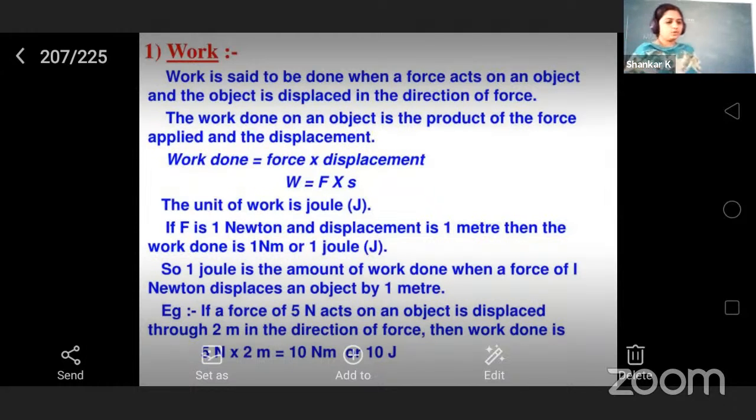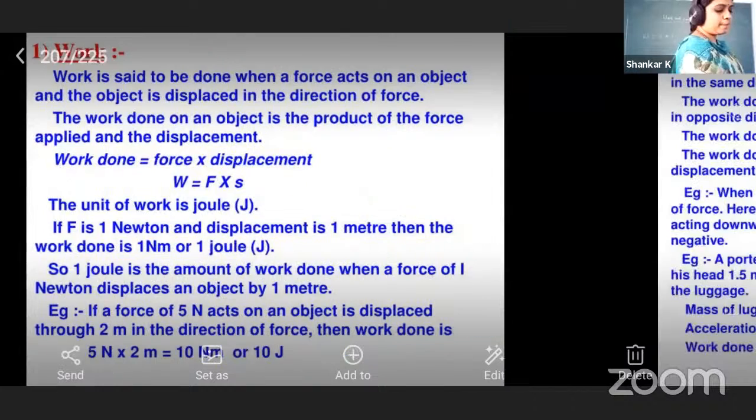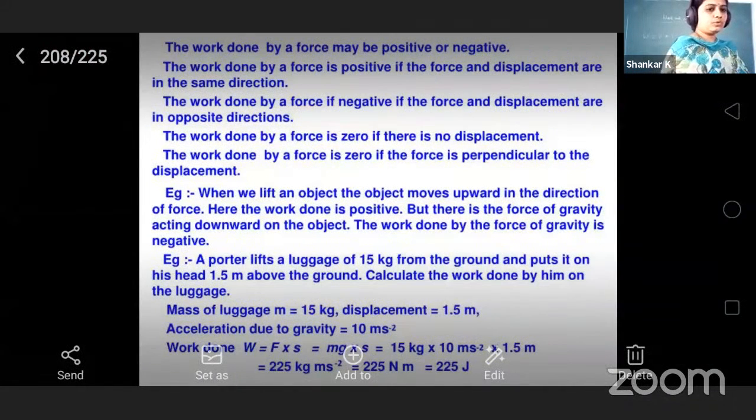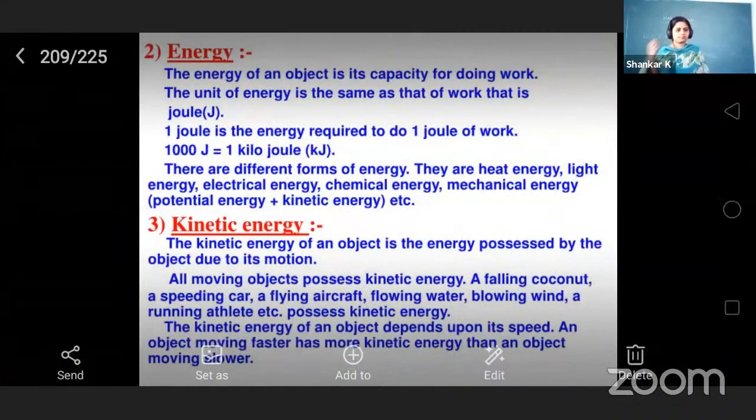Have you completed the page question answers, students? Yes, ma'am. Okay, then I'm coming to the next topic, energy. Yesterday we discussed about work, isn't it? Next is energy or power.